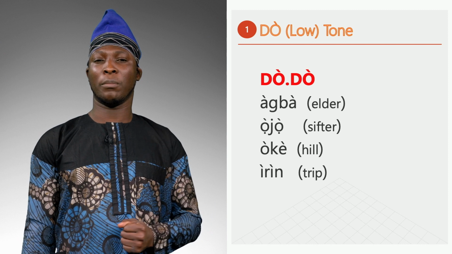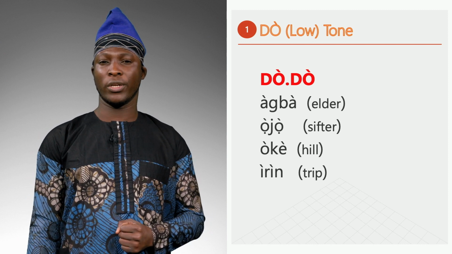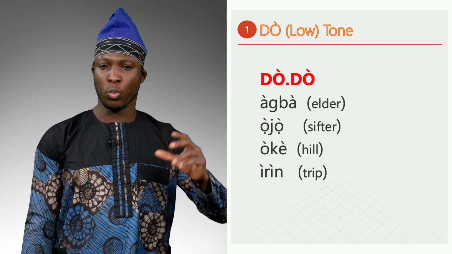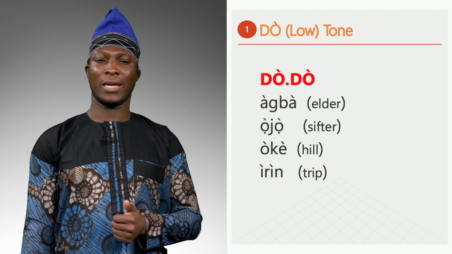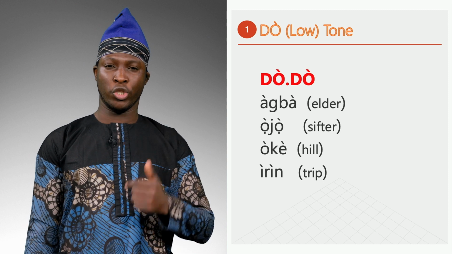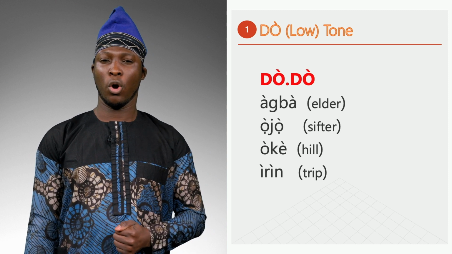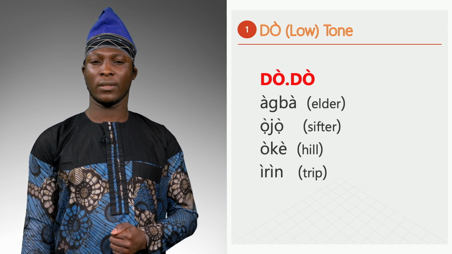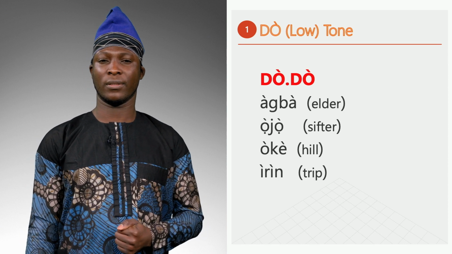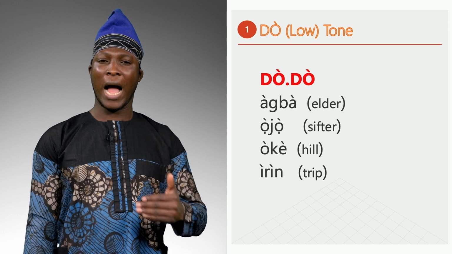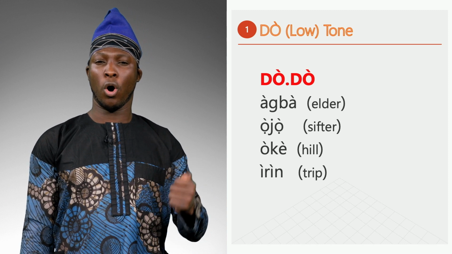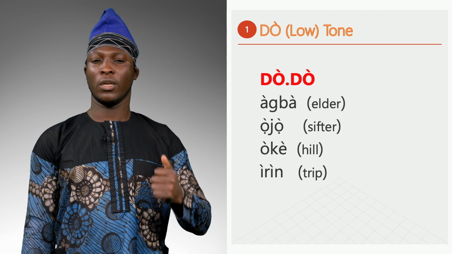You can have the low tone in bisyllabic words, words with 2 syllables. A very good example is agba, ojo, okay, irin. Okay, I'm going to go over those words again. Do: agba, ojo, okay, irin.